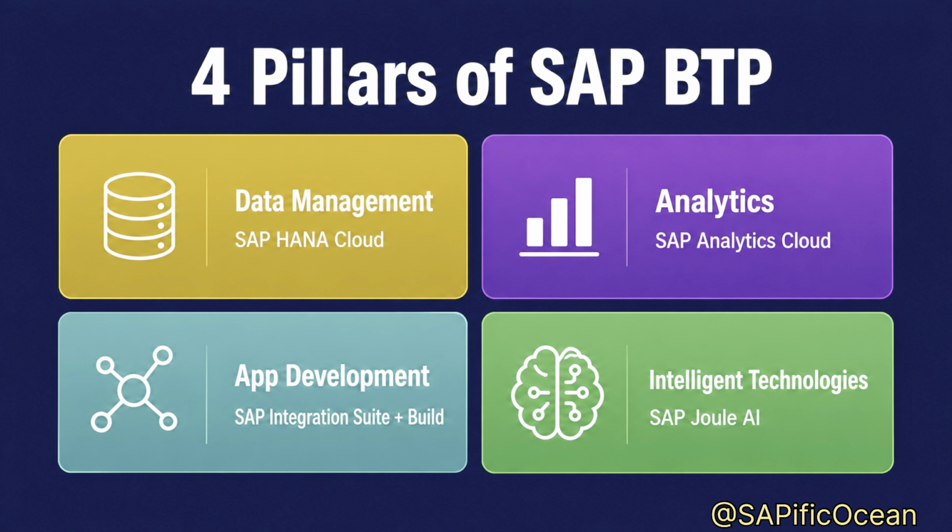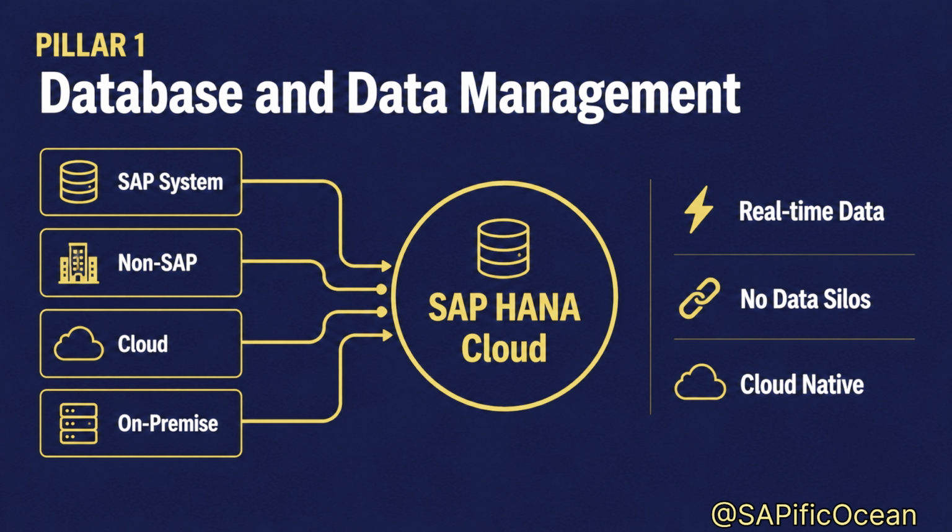Pillar 1, Database and Data Management. Every company has data scattered across dozens of systems: SAP systems, non-SAP systems, cloud systems, on-premise systems. This pillar brings all of that data into one place. The main product here is SAP HANA Cloud, an in-memory database that processes massive amounts of data at extraordinary speed. Real-time data, no delays, no data silos.